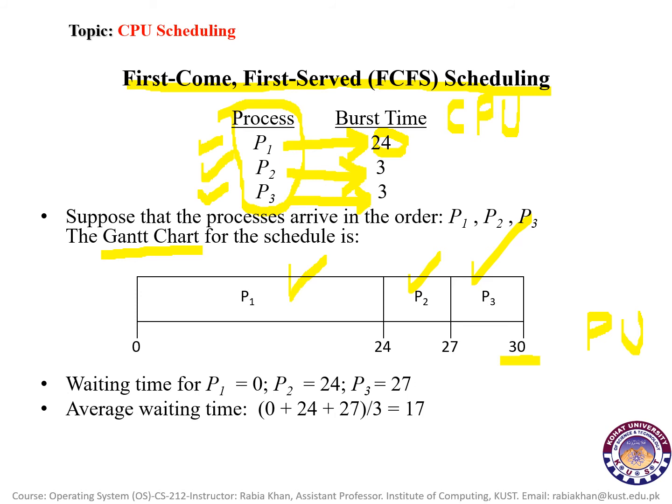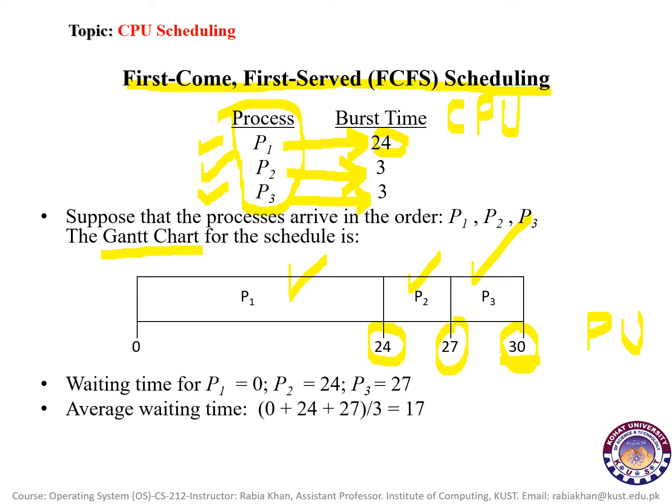Now what was the turnaround time? Turnaround time was the time taken to complete a single process. Now P1 is getting 24 unit time to complete its execution, P2 is getting 27 unit time to complete its execution, and P3 is getting 30 unit time to complete its execution. So individual time is also counted, and overall CPU performance is also calculated.